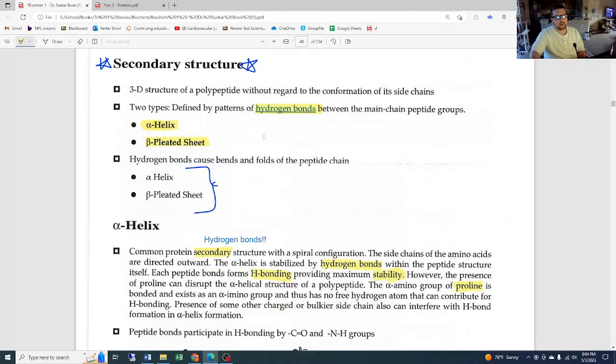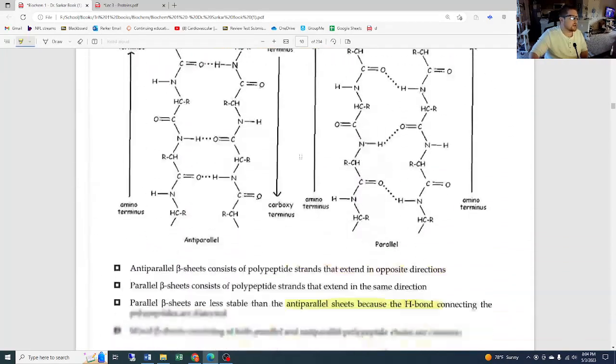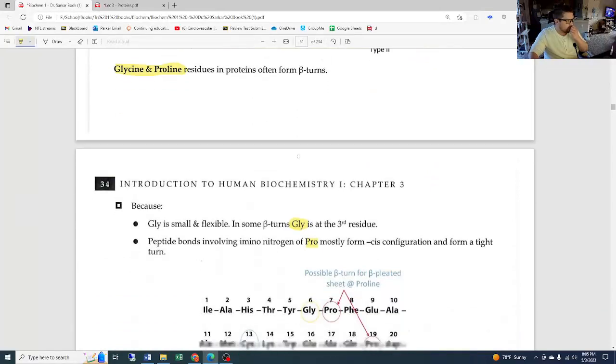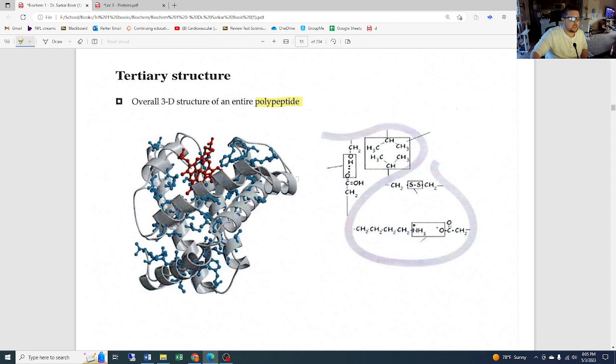Secondary structures are hydrogen bonds, alpha helix, beta pleated sheets. So anytime you talk about those, know that they're secondary. Now, tertiary. Once we have formed the beta pleated sheets and the alpha helixes, now we're going to get to the overall 3D structure of an entire polypeptide, which at this point, once it's finished folding in this way, it can be considered an active and a functional protein at this point, once it reaches its tertiary structure.